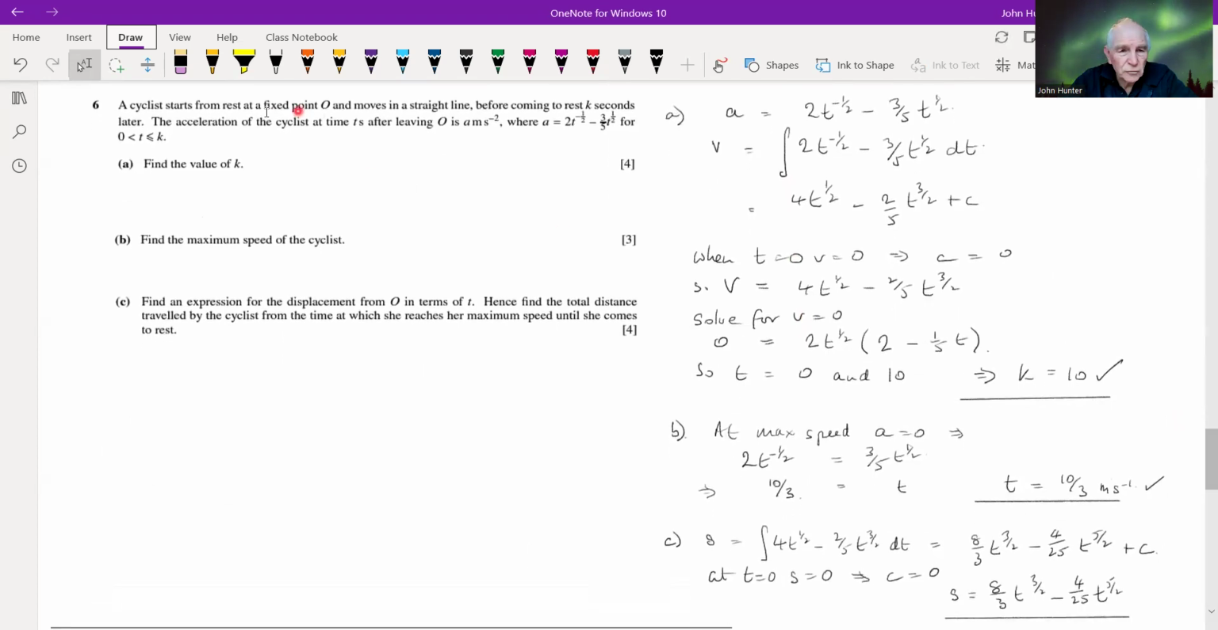A cyclist starts from rest at a fixed point O, moves in a straight line before coming to rest k seconds later. The acceleration of the cyclist at time t after leaving O is a, where the acceleration function is this thing here, for t between 0 and k. So find the value of k.